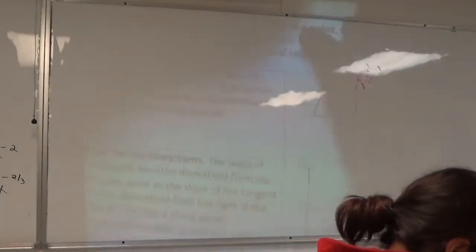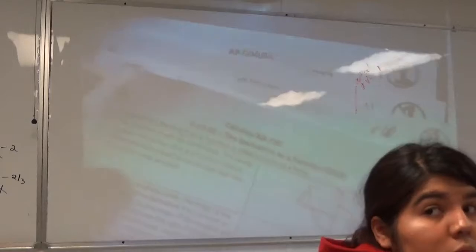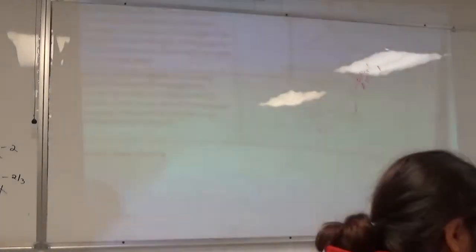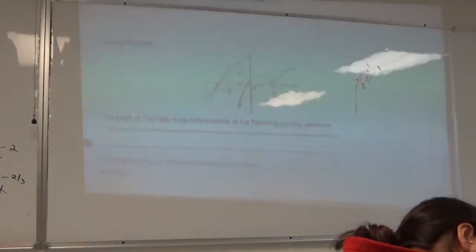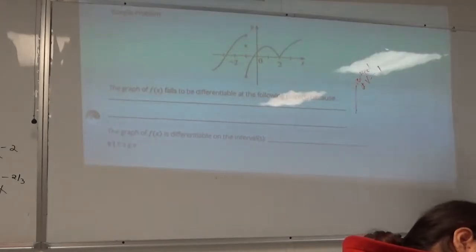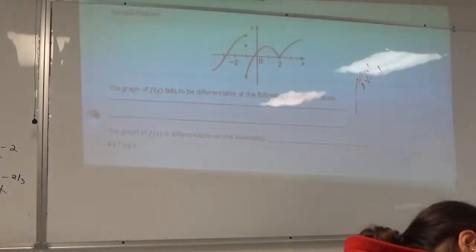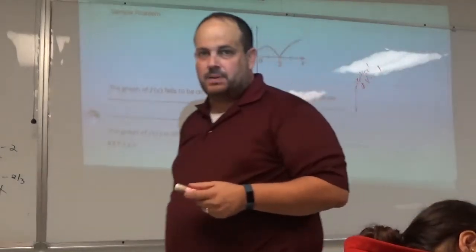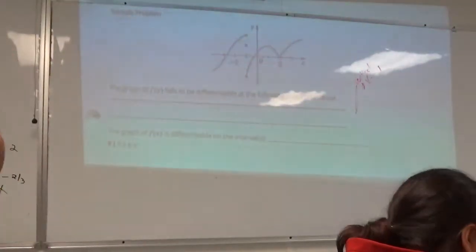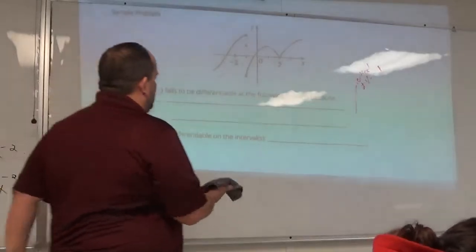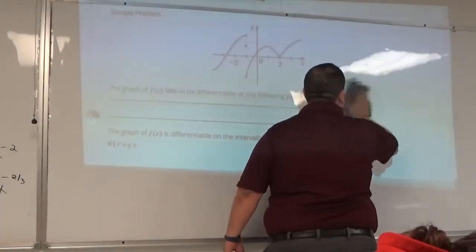So I think I know what you're asking me. Let's try this next one. On the bottom of page 9, there is a graph, and I just want to see how visually you're doing here. Number 9, tell me where the graph of f(x) fails to be differentiable, and tell me why it fails to be differentiable. You've got the graph in front of you. Where does it fail to be differentiable, and why?